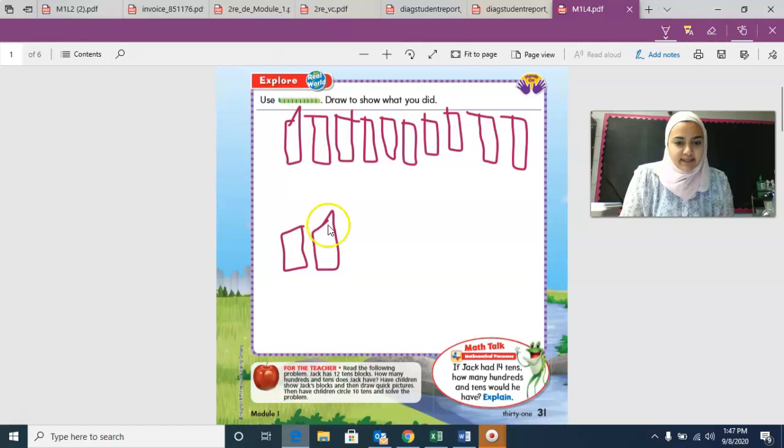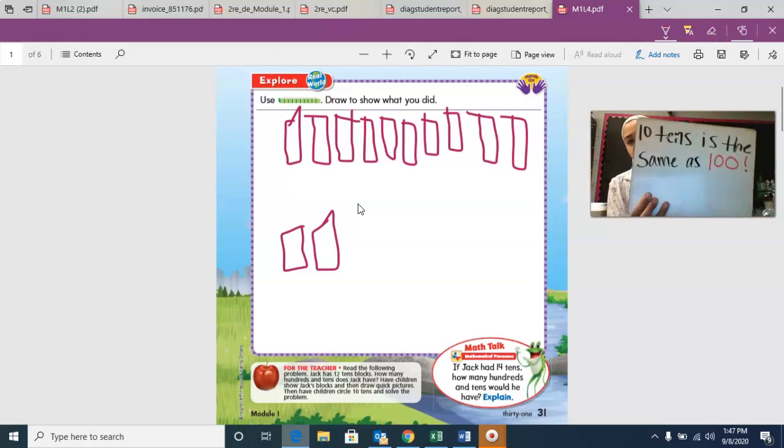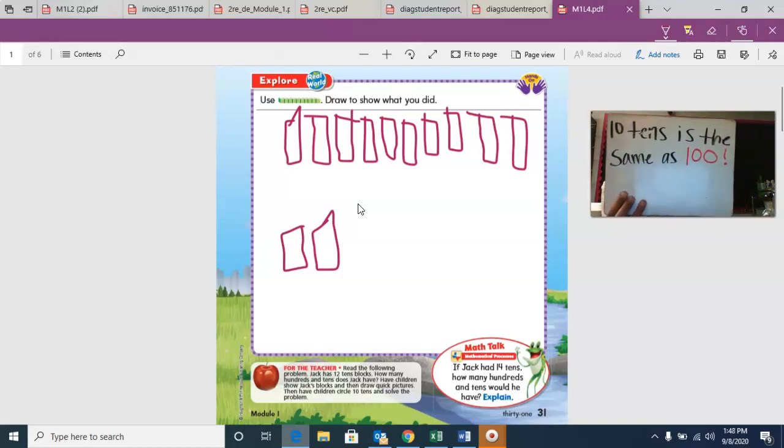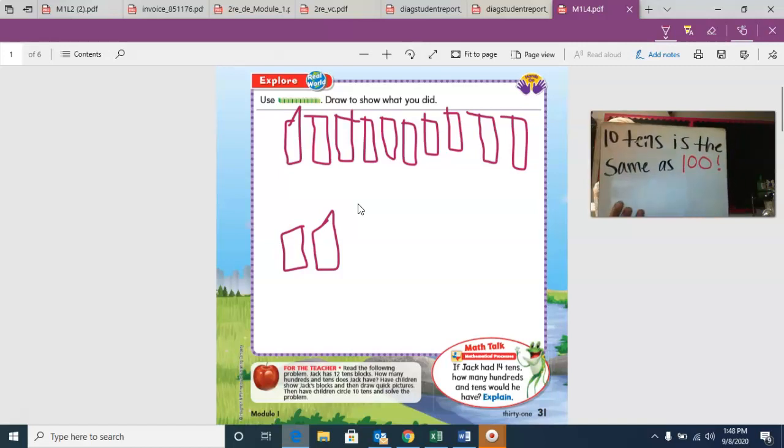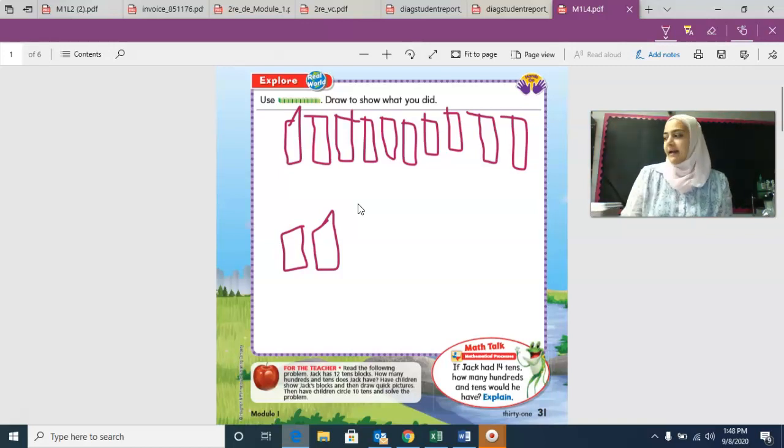How many hundreds and tens does Jake have? All right, so remember we said 10 tens is the same as 100. If you didn't write this down, make sure you write it down. I need you to write this down on this piece of paper as well. You already wrote it down for section 1.3, and I want you to write it down on 1.4 as well. If you didn't get enough time to copy this down, pause the screen now. All right, so 10 tens is the same as 100.